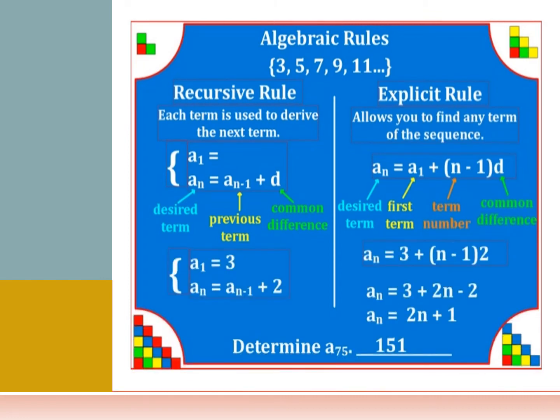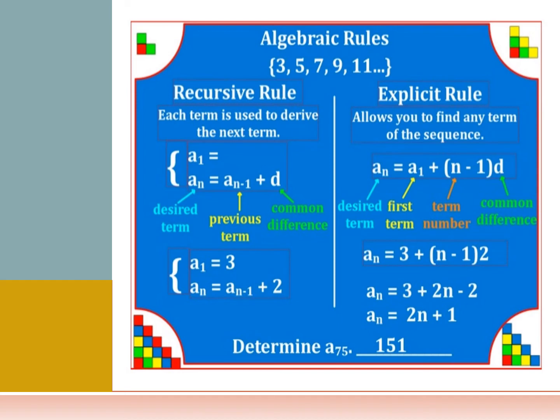For sequence number 3, we have the recursive rule an equals an minus 1 plus 2, such that 5 minus 3 is equal to 2, so d is equal to 2. And for the explicit rule, we have an equals a1, which is 3, plus n minus 1 times d, which is 2.